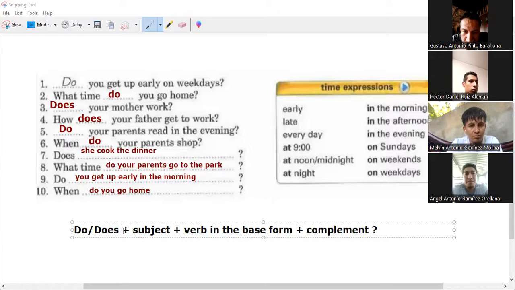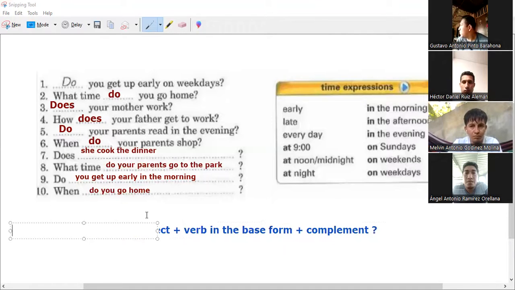Okay. So is this pretty clear? Confirmen si estamos claros. Yes. No questions then. If you're going to add a question word, we're going to put it at the beginning. So we're going to have a WH question word.